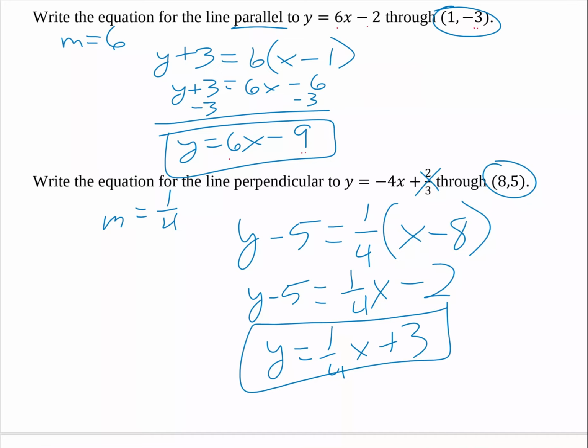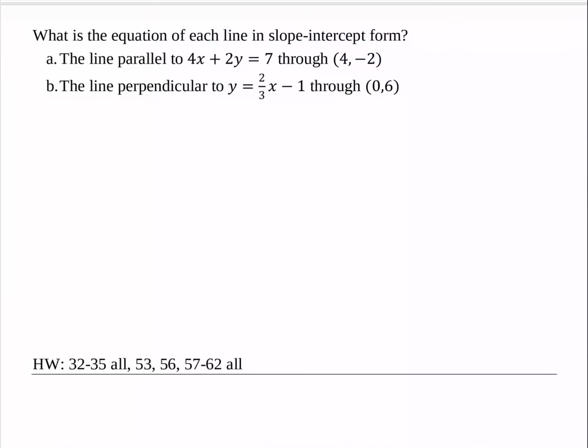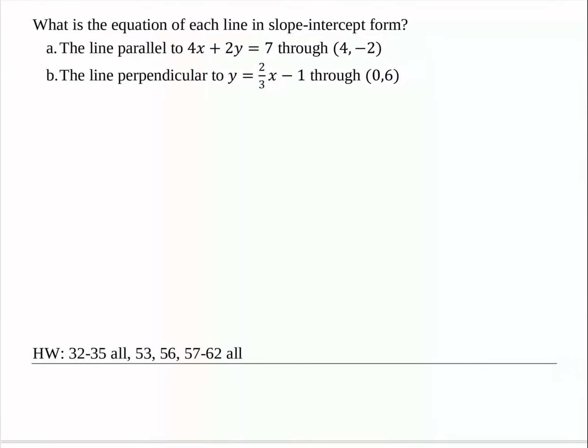Okay? So, most important word in this problem, perpendicular. Once I saw perpendicular, I knew I needed the opposite reciprocal of that number, which was positive 1/4. And then I went from there. Okay? Otherwise, it's the exact same problem. So, what is the equation for each line in slope-intercept form? We need the line parallel to this equation through that point, and then the line perpendicular to that equation through that point.